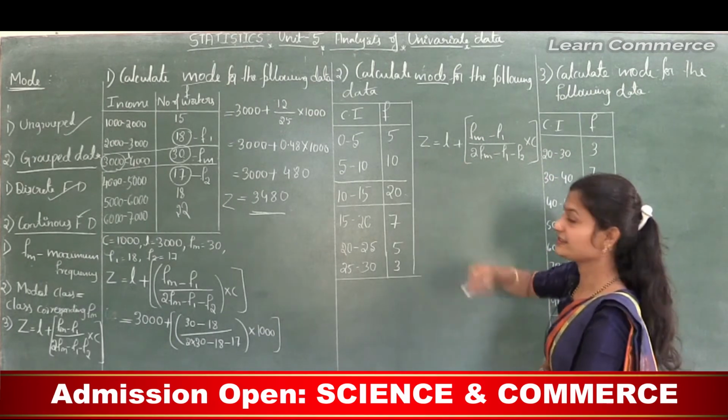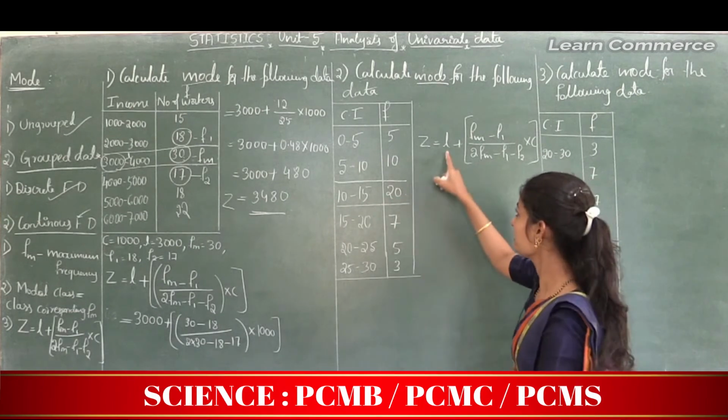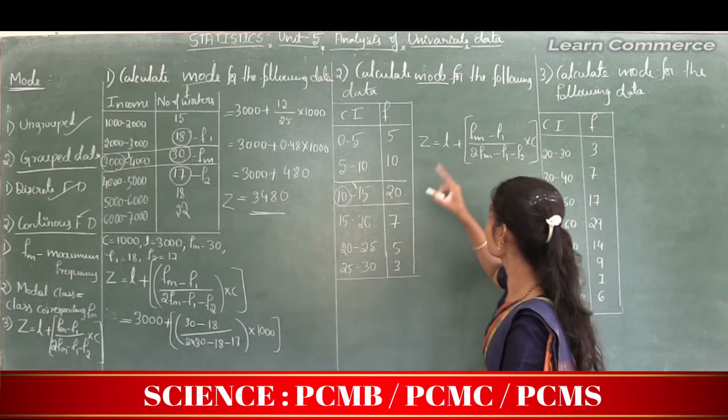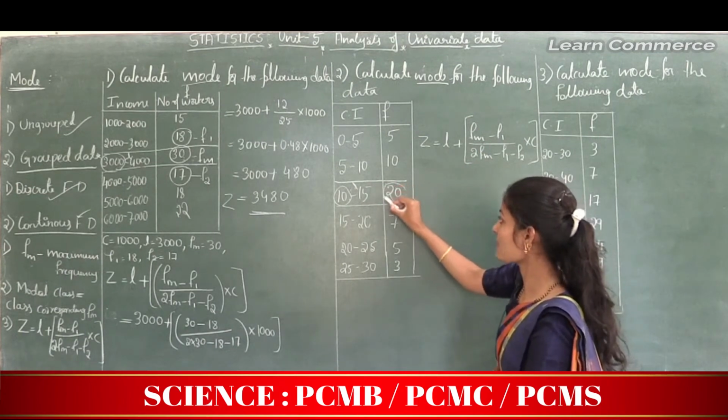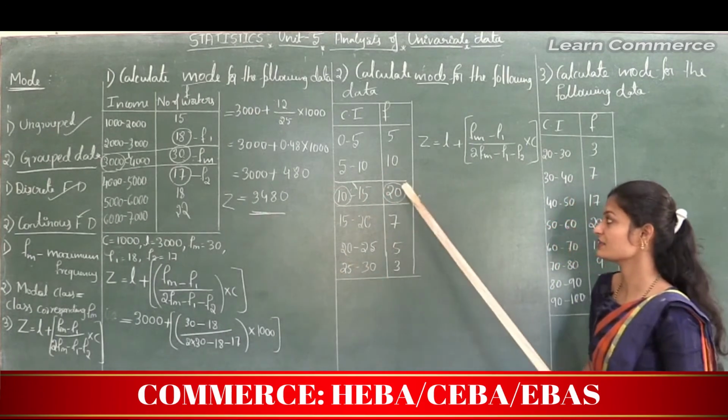So here we need L. This is the model class. In this model class, L means the lower class limit. Here the lower class limit is 10. Next, Fm means the model class only. Fm is nothing but the highest frequency. So here the highest frequency is 30.